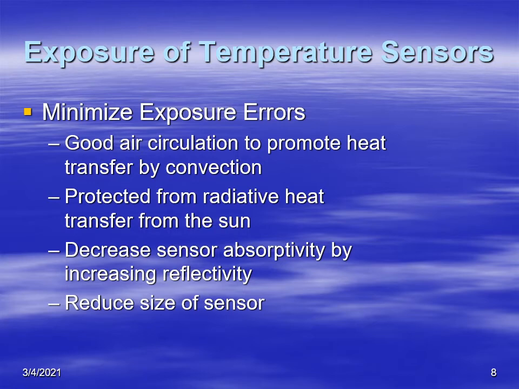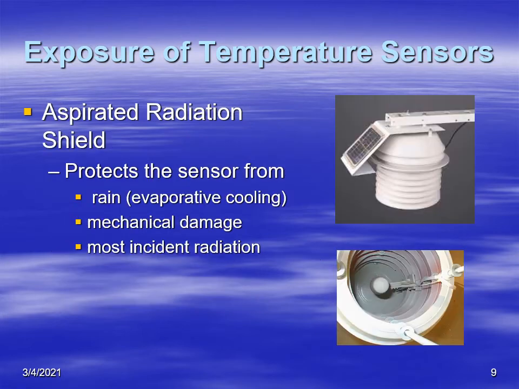And typically shields are painted white, so the absorptivity will be reduced and the reflectivity will be increased. And then finally, the last thing that you can do is buy a sensor that's small so that it reduces the error.